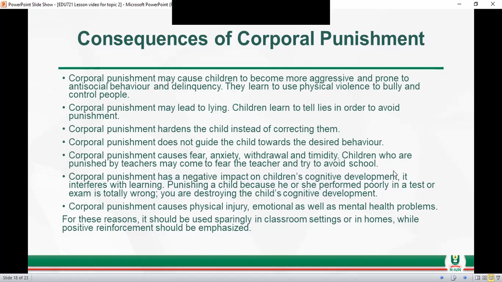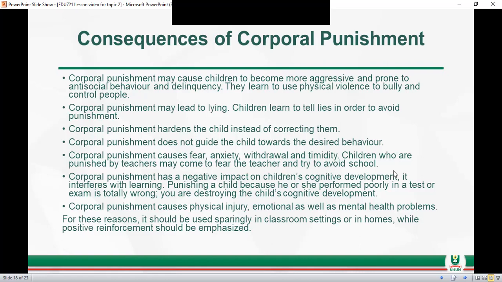Corporal punishment causes fear, causes anxiety, causes withdrawal syndrome and timidity. Children who are punished by teachers may come to fear the teacher and try to avoid school. Corporal punishment has a negative impact on children's cognitive development. That has been proven. It interferes with learning, yes. Punishing a child because he or she performed poorly in a test or exam is totally wrong. Many of us teachers will do it a lot. You are destroying that child's cognitive development.